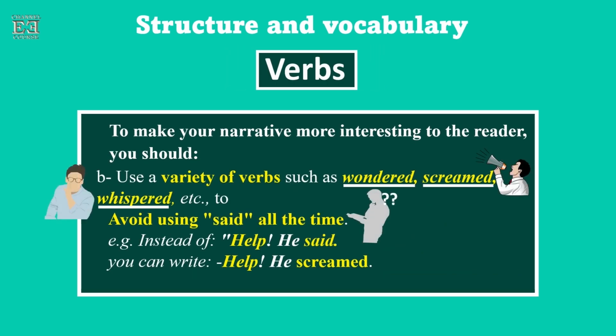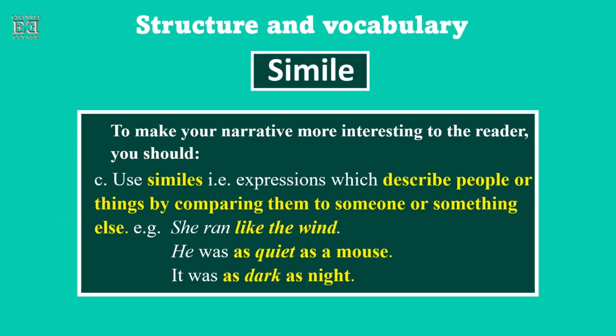Using a wide variety of verbs such as wondered, screamed, and whispered instead of using said all the time is also important. Some structures can also help you improve your writing style. Simile is a very simple and useful structure which can be used to describe people or things by comparing them to someone or something else. For example, "She ran like the wind," instead of writing "She ran very quickly." Or, "He was as quiet as a mouse," which means extremely quiet. And "It was as dark as night," meaning extremely dark.